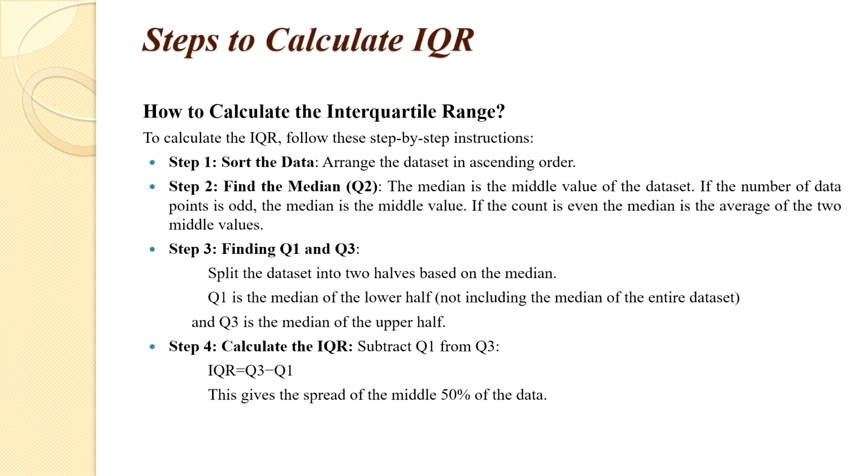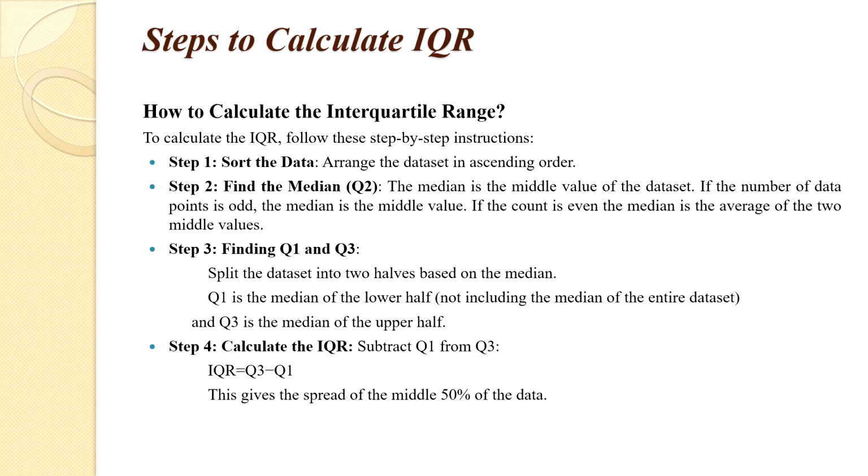If the number of data points is odd, it is easy to find the median, that is the middle value. If the count is even, we split the data into two halves, take the middle value of each half, and then find the median of those two values. Step 3, we find Q1 and Q3. Split the data set into two halves based on the median value. Q1 is the median of the lower half and Q3 is the median of the upper half. It will not include the median of the entire data set, only the lower half and the upper half.